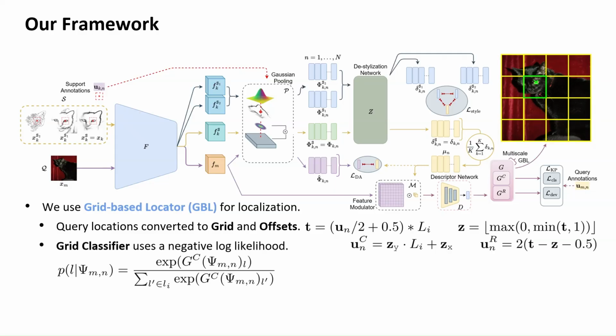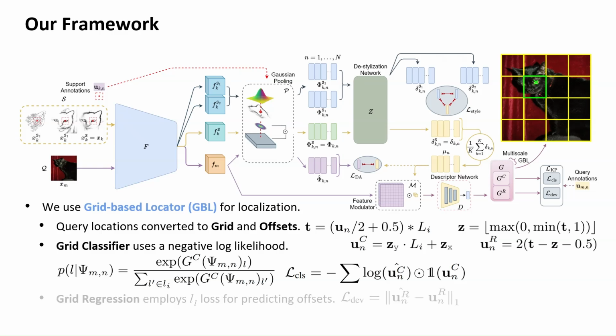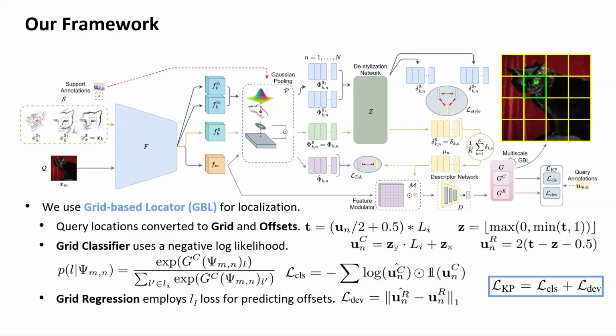The grid classifier tries to model the probability of the key point being located in each of the grids from the query descriptor, and it uses a negative log likelihood loss for the classification. The grid regressor corresponding to the predicted grid from the classifier tries to predict the offsets from the center of the grid. The regressor uses an L1 loss for supervision. This entire setup is used in multiple scales at the same time as we use different grid scales to patch the image. The overall localization loss is the total of both classification and the regression losses.